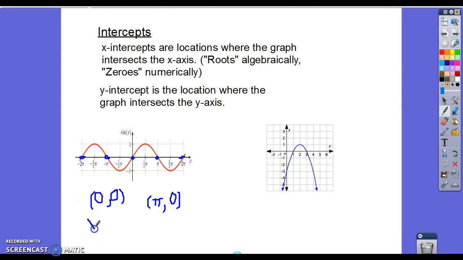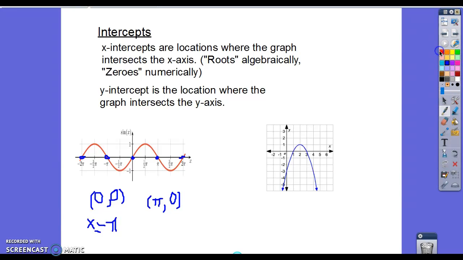Also, you might see it as this. If we're talking about x-intercepts, we know for a fact that these are going to be when y equals 0. So sometimes you might see it as just written as x equals pi, x equals 2 pi, and so on. Okay, but either one of these is acceptable for me. It just depends on how they ask for it.